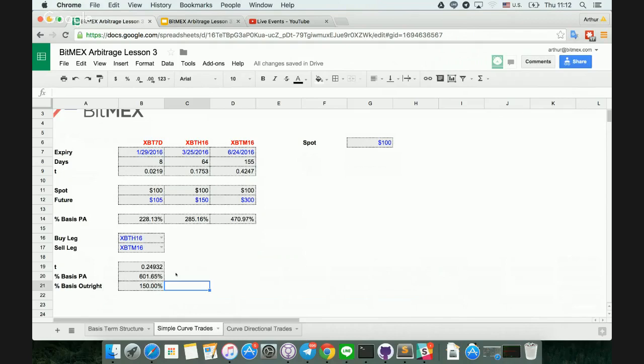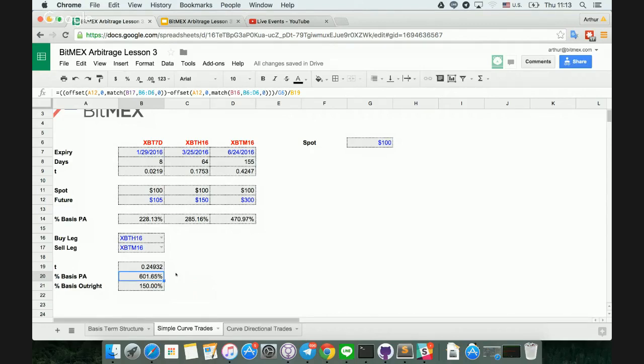If the interest rate on M16 rises to such a degree in 64 days, then we could actually lose more money than we made in the first 64 days. And so this is your P&L, your break even. So if the M16 future is trading at a 600% annualized basis in 64 days, you will have made nothing.